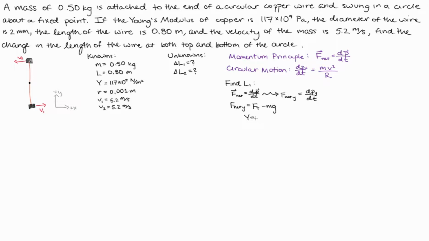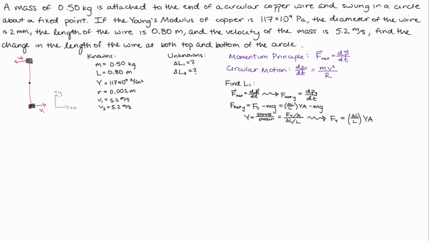We know that Young's modulus is given by stress over strain, where stress is the ratio of the force of tension over the cross-sectional area of the wire, and strain is the change in the length of the wire over the length of the wire. We can solve this expression for Ft, the force of tension, and plug it into the above expression, giving us that the net force in the y direction is delta L1 over L times Ya minus mg.